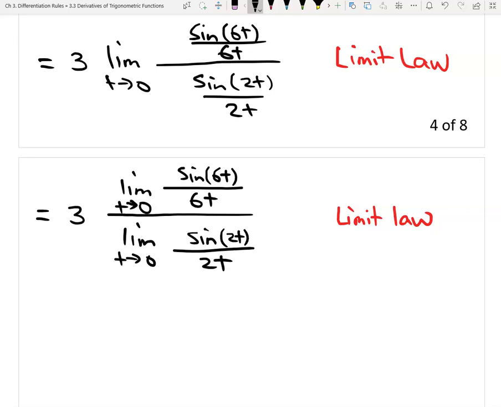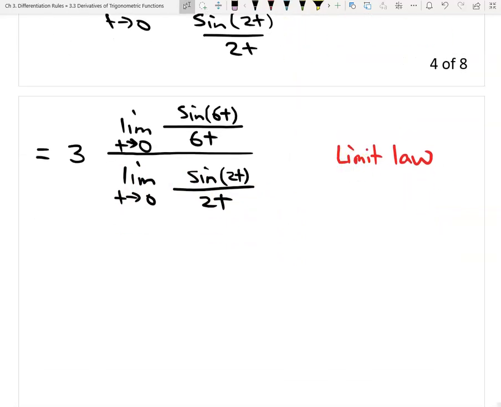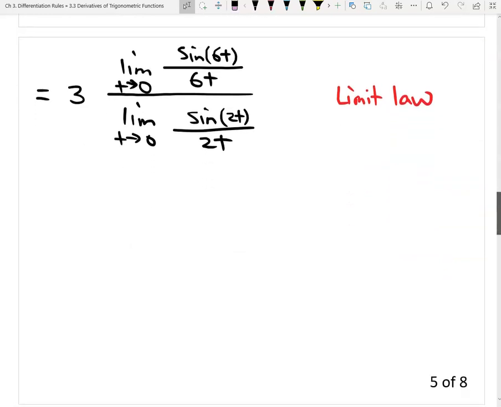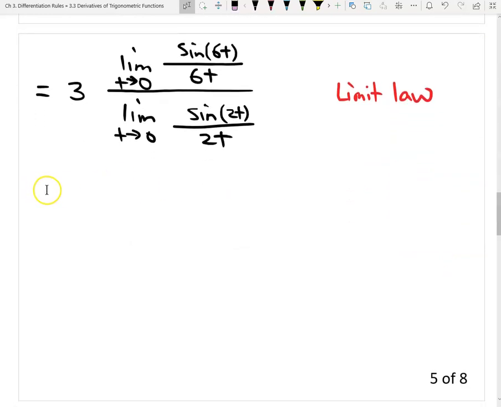Why did we write this? Because now the top is a kind of formula, and the bottom is a kind of formula. All we need to do now is substitute, right? So now we're going to substitute. I wrote one more, but this time we have to substitute in two ways. Let me do the substitution.